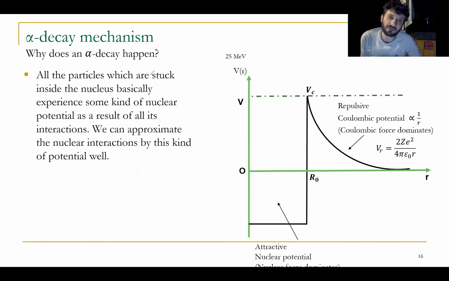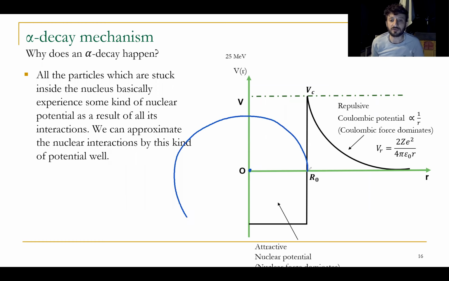All the particles which are stuck inside the nucleus experience some kind of nuclear potential as a result of all its interactions. Inside the nucleus, all the nucleons, protons, neutrons, and alpha particles will be under the effect of the attractive nuclear potential. We can imagine the center of the heavy nucleus. We have here the nucleus.